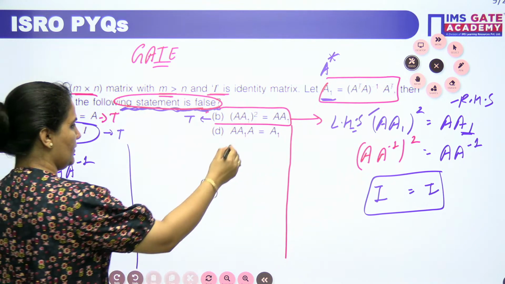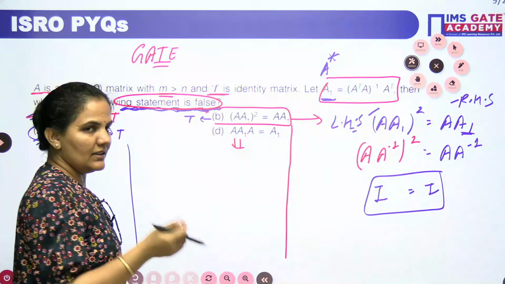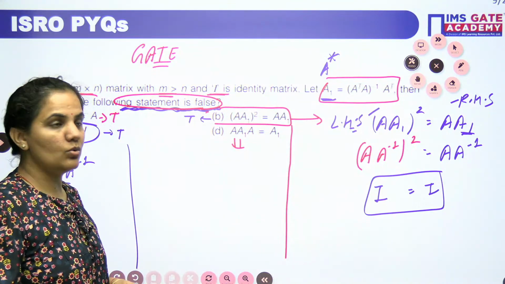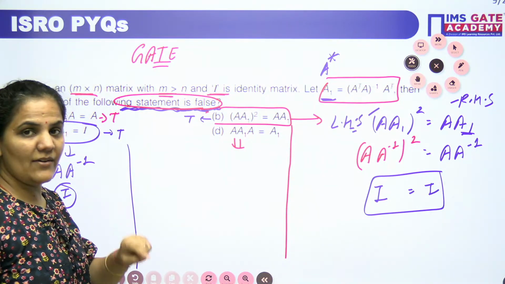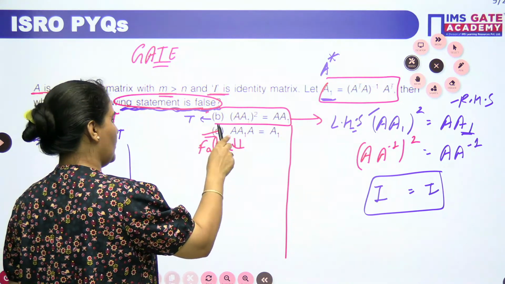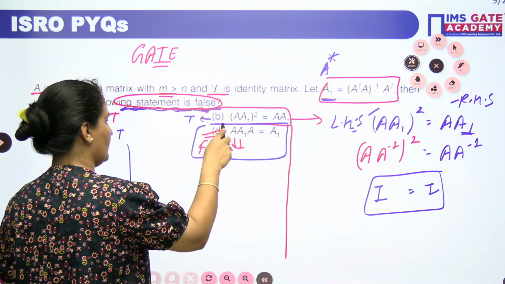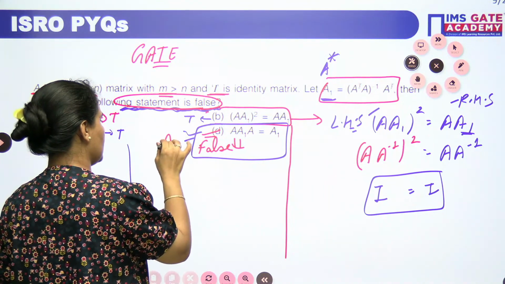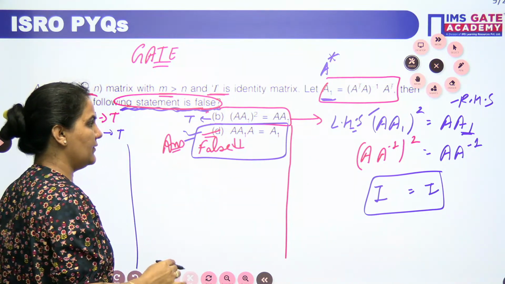Now we need to check for this one. As we know already, the result A inverse into A will be equal to I, not A inverse. So this is the false option. I need to identify the false one, so this is my answer.